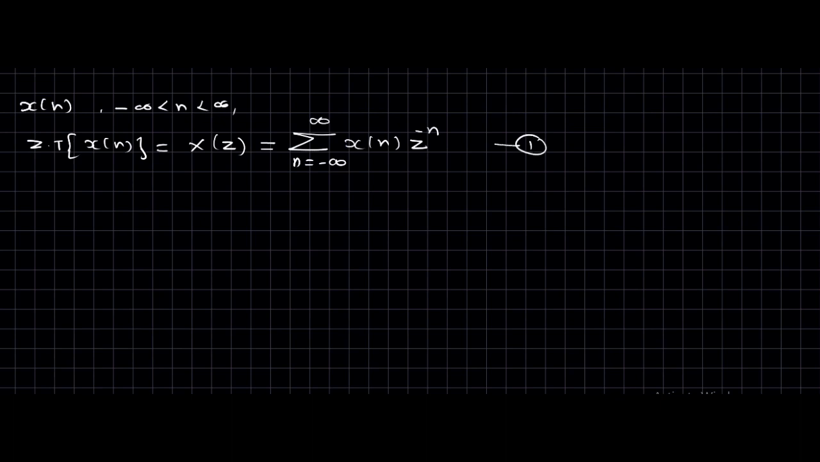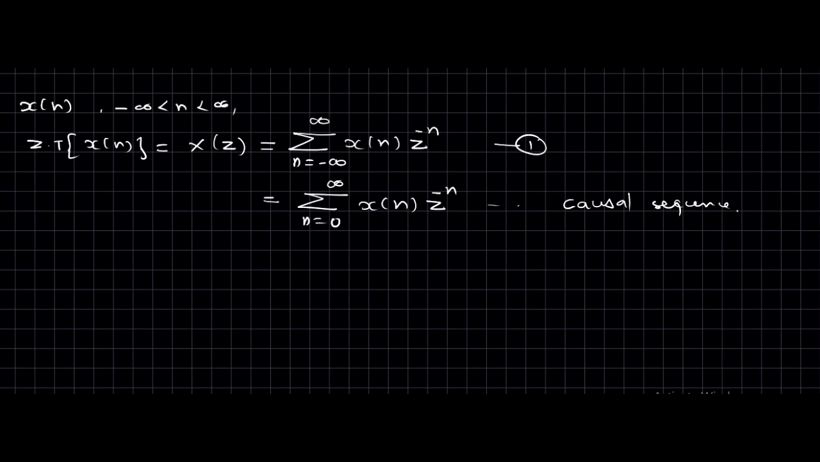This is called bilateral Z transform. The sequence x of n is two-sided, left side of 0 and right side of 0. We can write the same equation for a right-sided sequence also. We can write like this: n from 0 to infinity of x of n z raised to minus n. Okay. So this is for, you can say, causal sequence, and the earlier one is for non-causal sequence. We can also write for anti-causal sequence. Only the summation limit will change.